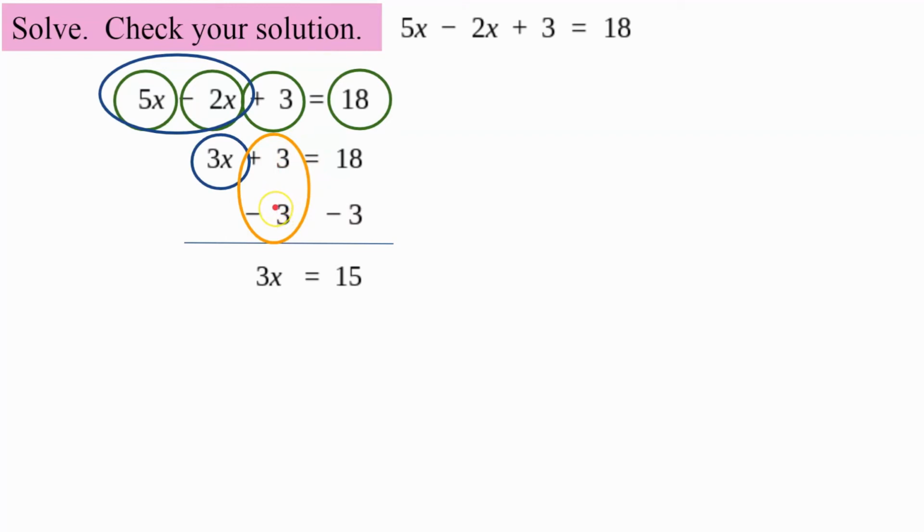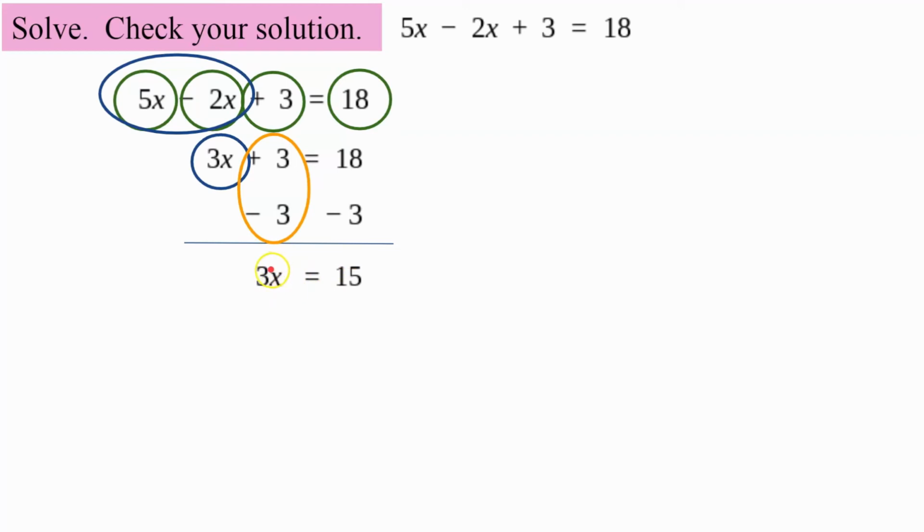If I subtract 3 from the left side, I must also subtract 3 from the right side, using the subtraction property of equality. So now on the left side, because this is 0, I'm left with just 3x, and 18 subtract 3 is 15. So now that I have isolated the variable term, I now want to find out what x is.